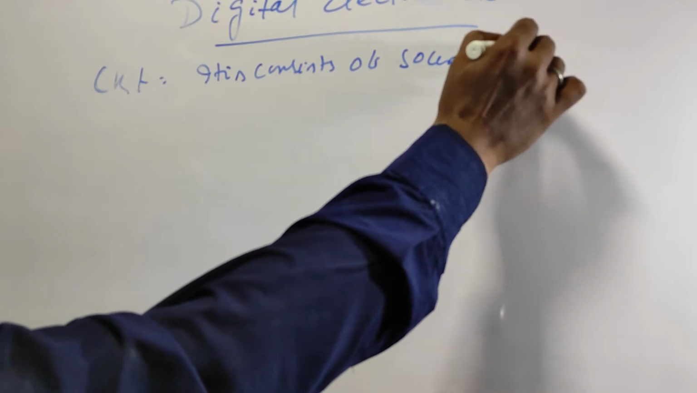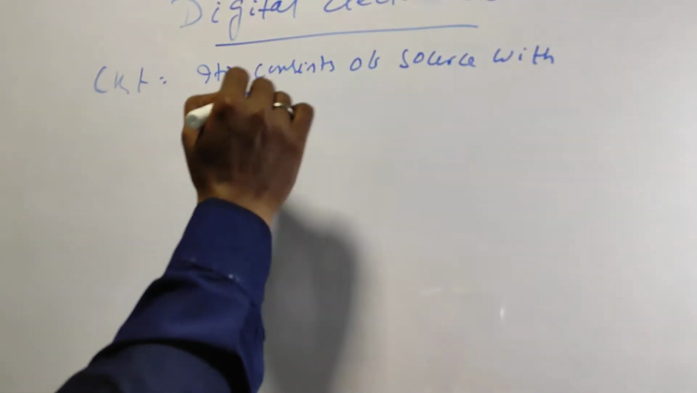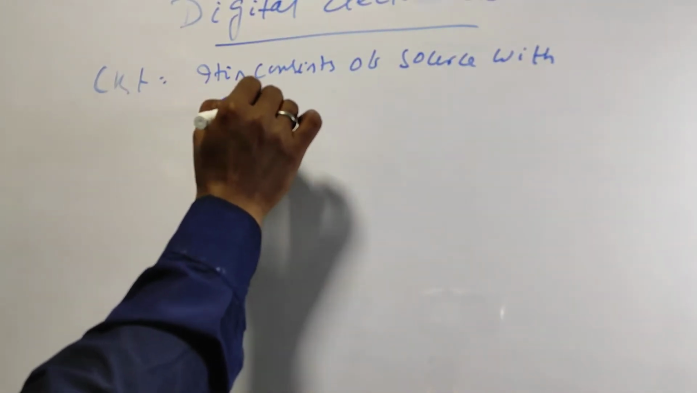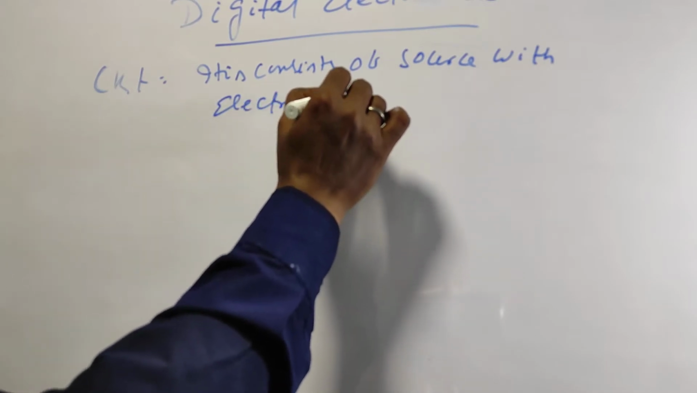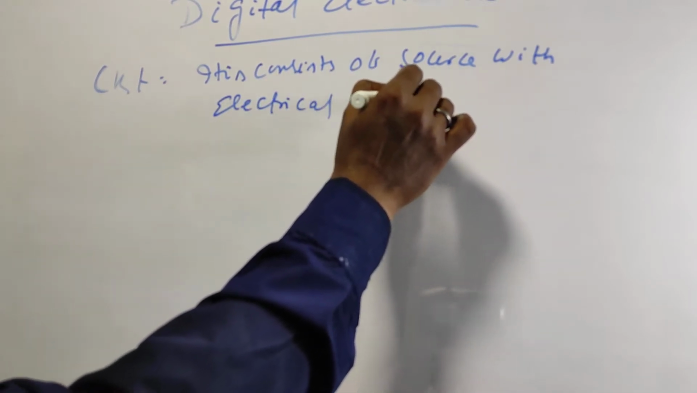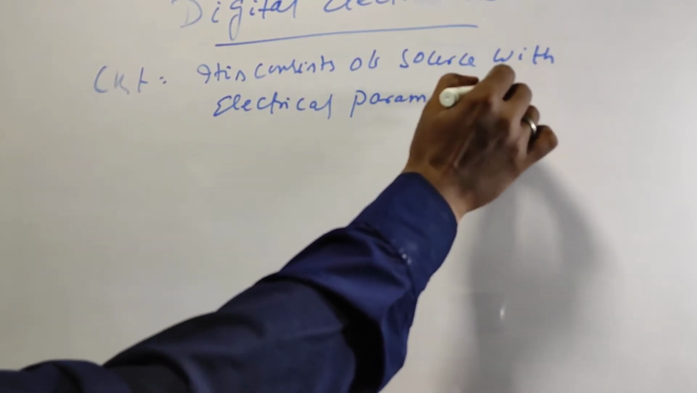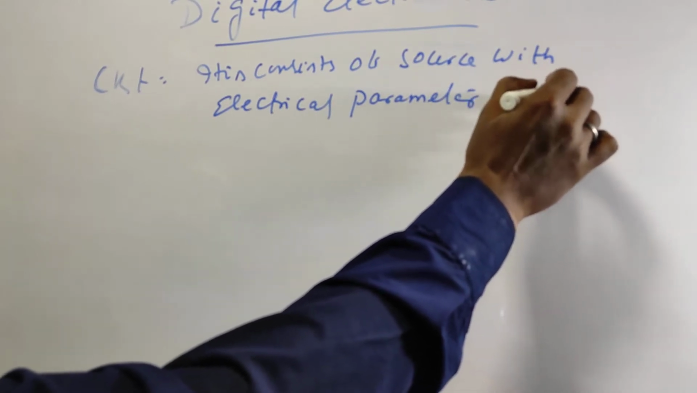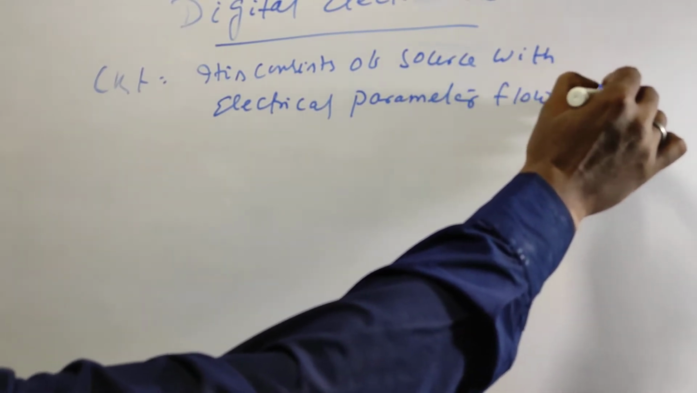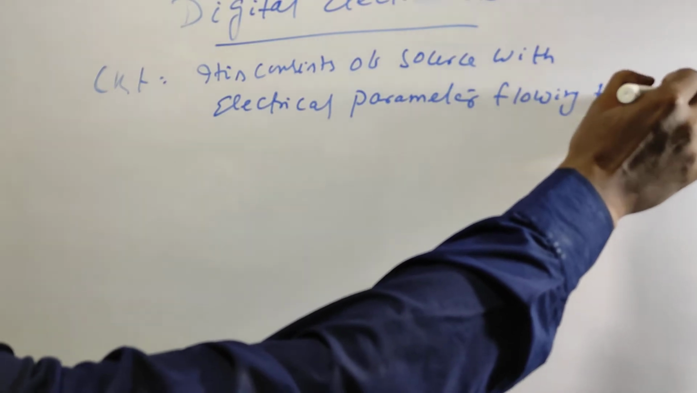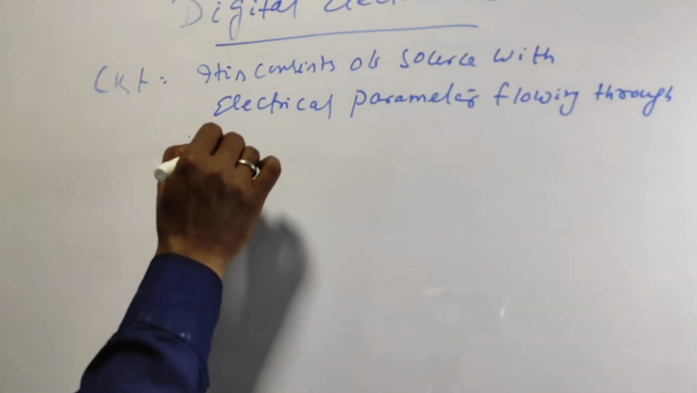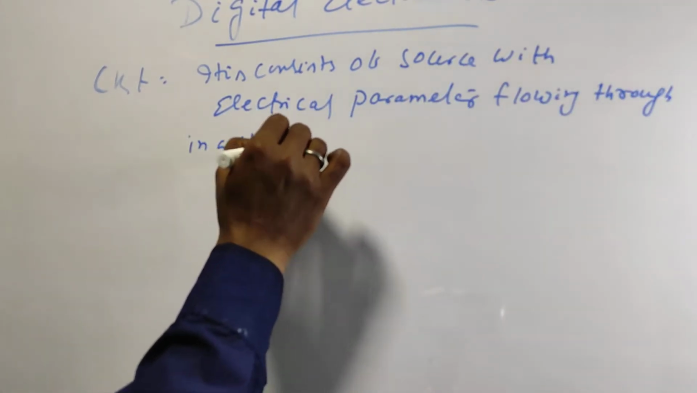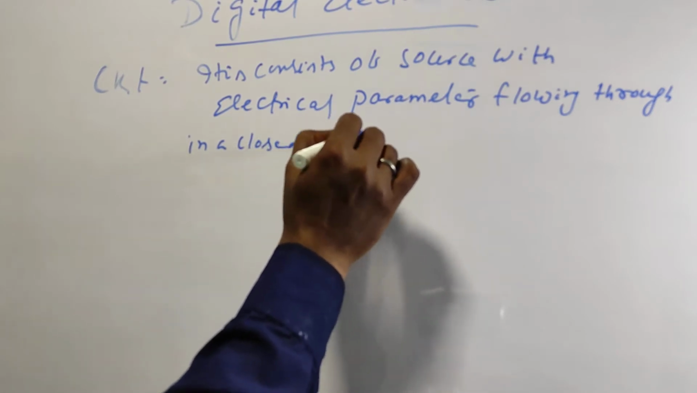source with electrical parameters flowing through in a closed path is called a circuit.